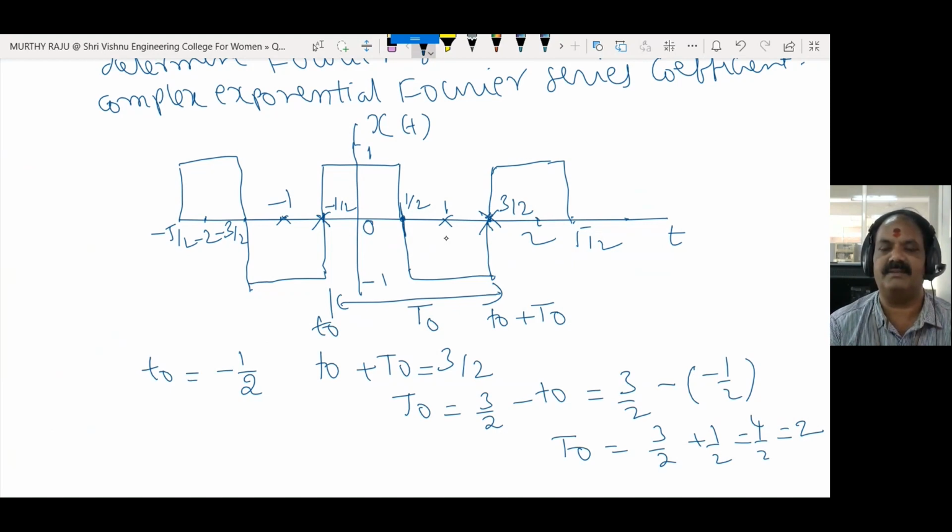The time period of the waveform is repeated like that. Small t0 is -1/2, and small t0 plus capital T0 is 3/2. This one is 5/2 minus 1/2. So there are many ways you can choose the t0 value. Here from -3/2 to 1/2: -3/2 is small t0, and 1/2 is small t0 plus capital T0. Therefore, 1/2 plus 3/2, the same result.